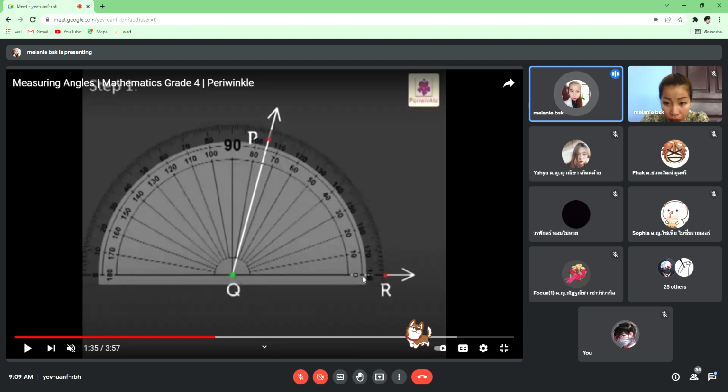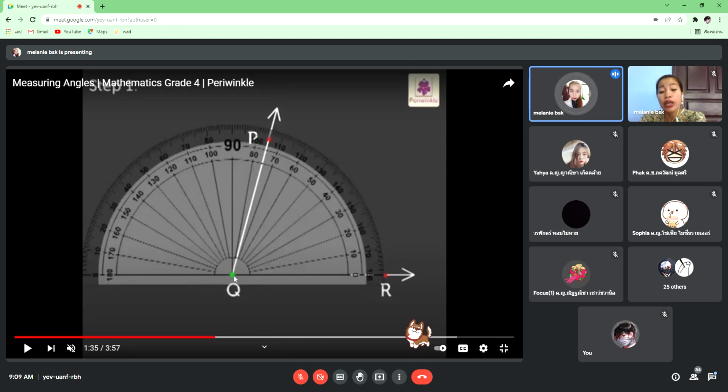Okay, we have to start counting in here. So we have 0, 10, 20, 30, 40, 50, 60, 70. And then we have 1, 2, 3, 4, 5. So what is the measurement of this angle? Anybody? What is the measurement of this angle? Class, 2 points. Sophia, go on. 75. Okay, so this angle measures 75 degrees, children.